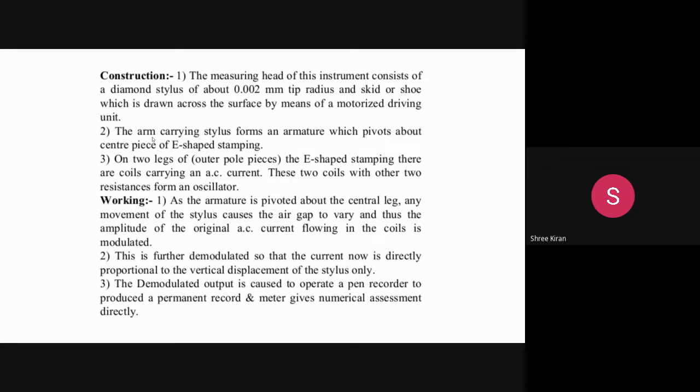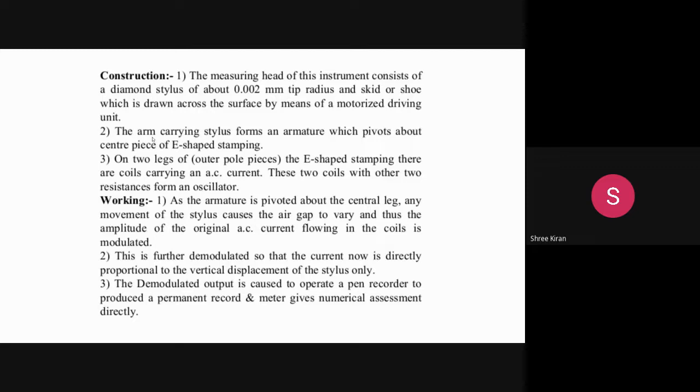Then the arm carrying the stylus forms an armature which pivots about the center piece of the E-shaped stamping. On the two legs of the outer pole pieces of the E-shaped stamping, there are coils carrying an AC current. These two coils with the other two resistances form an oscillator.